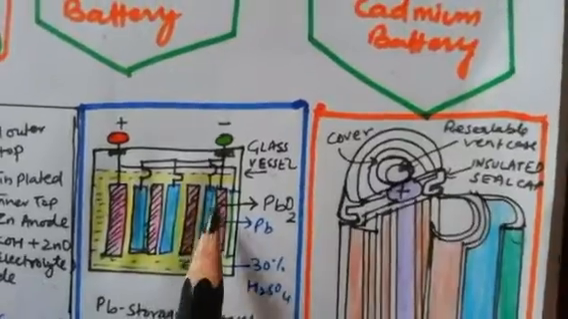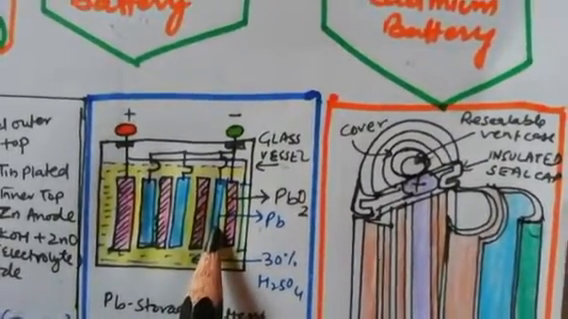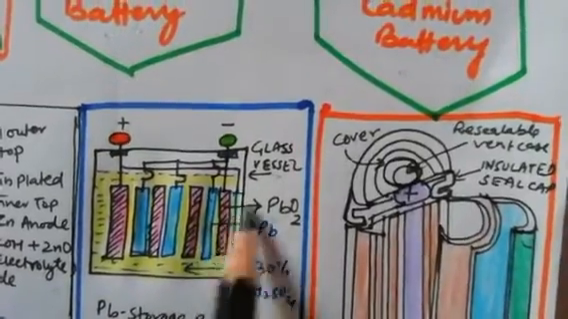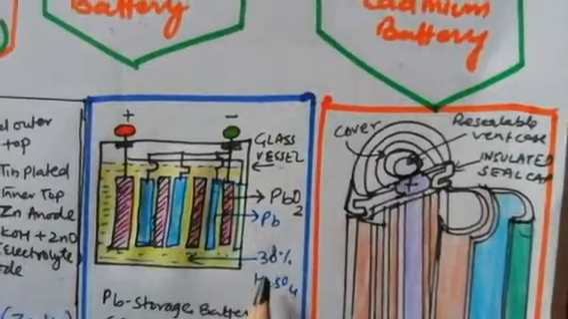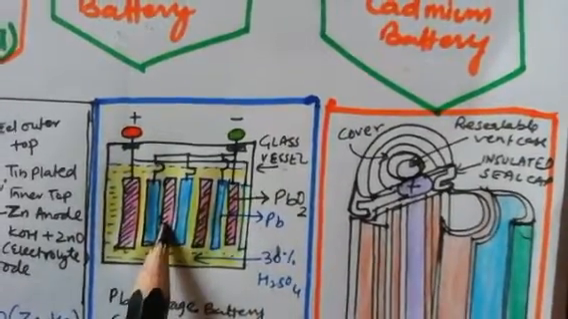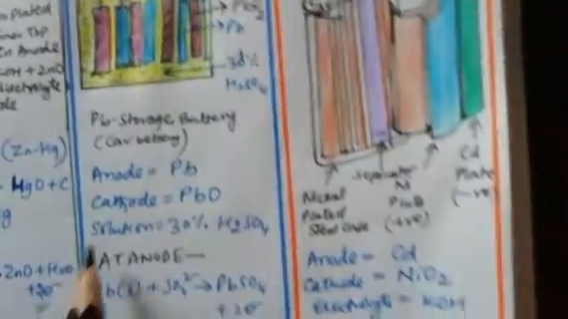Okay, so lead, which is simple lead, is negative charge, and lead oxide is carrying positive charge. A 38% solution of H2SO4 is there, which is carrying these electrodes. So it is also the chemistry between electrode and electrolytes. So the lead storage battery is basically the car battery.